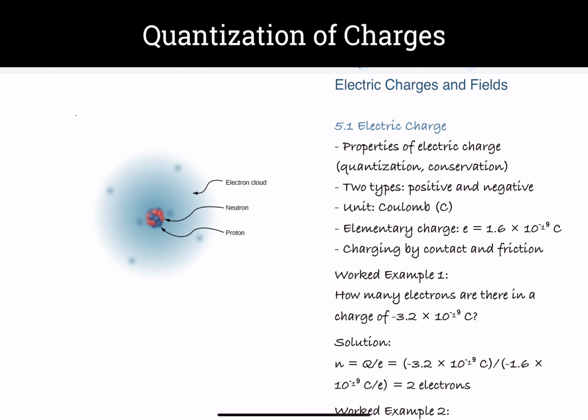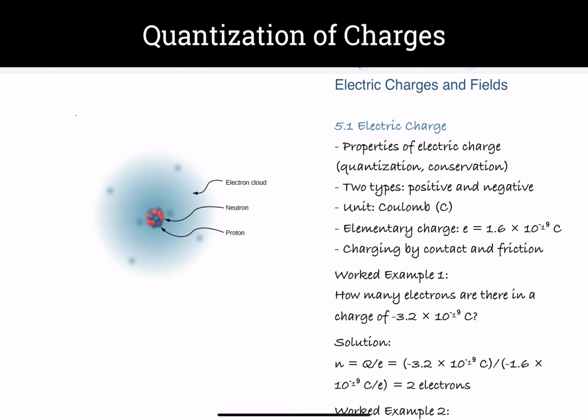So when we say that an object is positively charged, that means it loses electrons. And if it is negatively charged, it gains electrons. And therefore, it's easy to understand that charging must be in multiples of the electronic charge. Because if you remove one electron, the object is charged by the charge of the electron. If you remove two electrons, then it gets double the charge of the electron, and so on.